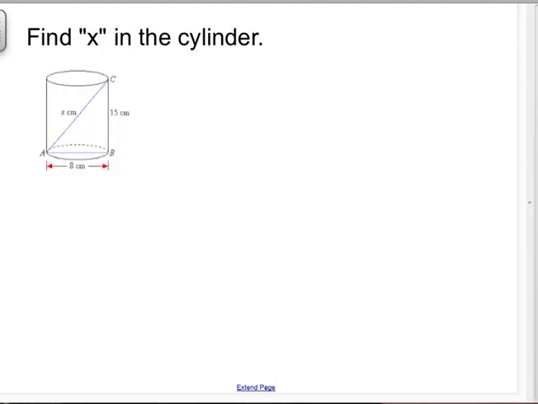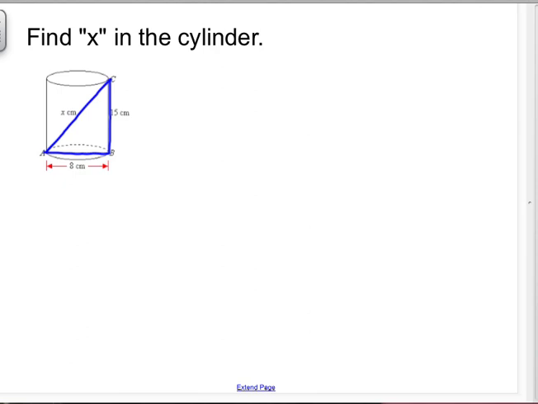Let's do this one. This is a cylinder, right? So this is like a can of soda or a can of soup. And there is, in fact, a right triangle here. Here it is. That all the way across there, which is the diameter of that base, and then this diagonal that cuts all the way through the cylinder. So there's my right triangle.